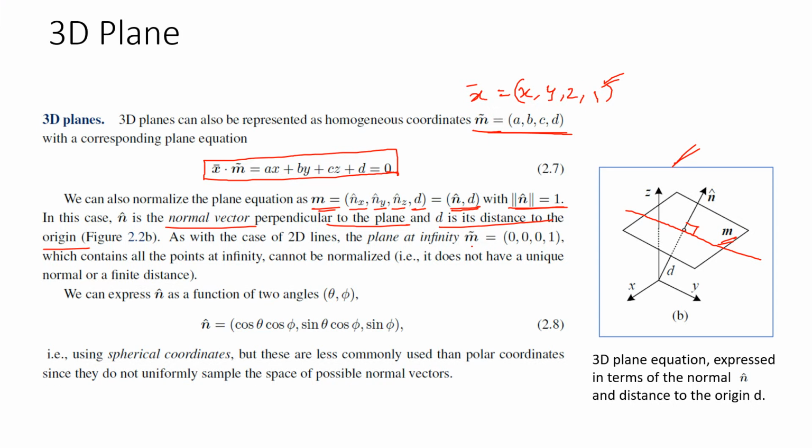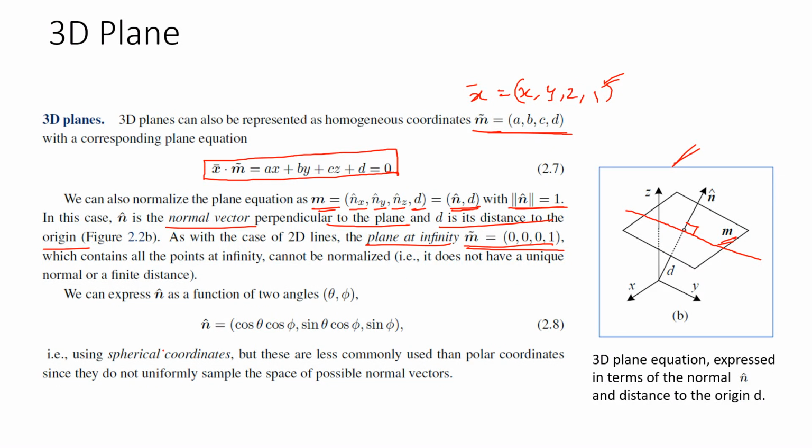As we said earlier, m bar equal to 0, 0, 0, 1 means the plane is at infinity, like in the previous case. If w bar equal to 0, the point is at infinity. Similarly, for this equation, if a is 0, b is 0, c is 0, and d is 1, then we can say the plane is at infinity.